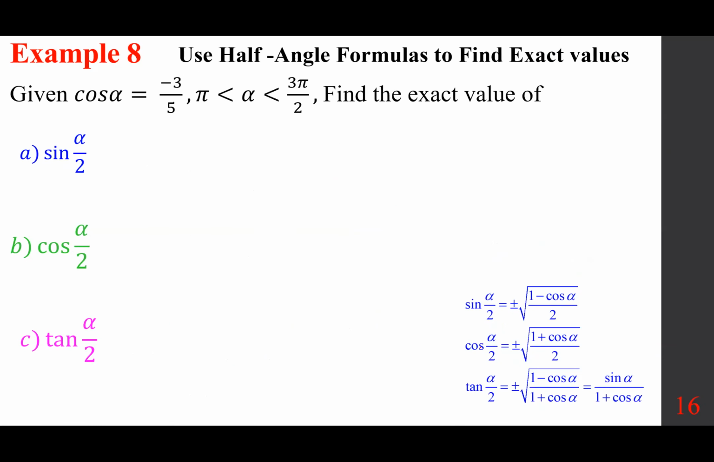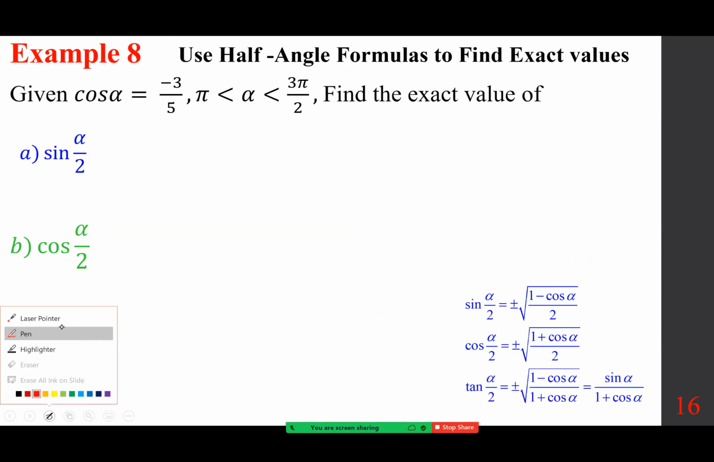Cosine alpha is given. Alpha is between pi and 3 pi over 2. You want to find the exact value again. We don't worry about the tangent too much because when we get sine and cosine, the ratio is tangent. So we need to establish positive or negative. We're going to divide both by 2. This becomes pi over 2. This becomes 3 pi over 4.